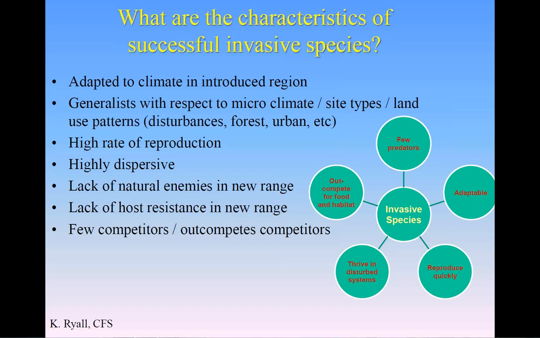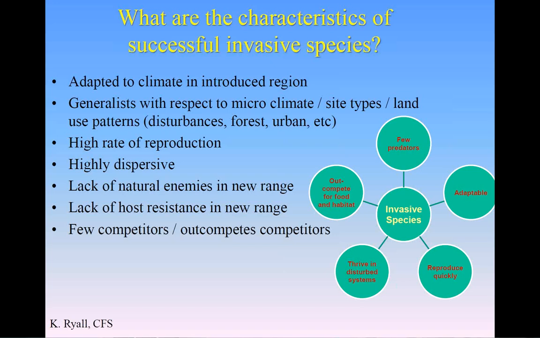So in the case of emerald ash borer, laying anywhere from 80 to 200 eggs, they can lay a lot of eggs in a short time, and it only takes a few to start a population going. And they're highly dispersive. They can spread very quickly, and they're not just reliant on short-term dispersal. They can spread a long way, either by people or on their own.